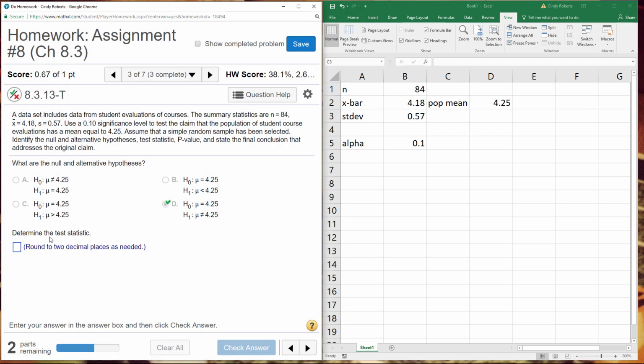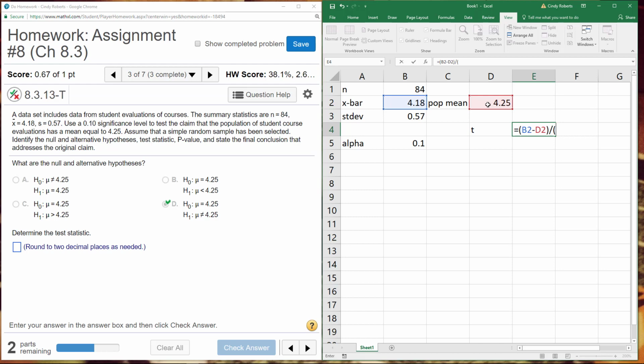Well done. And now determine the test statistic. Well, the test statistic is going to be a T because we do not know the population standard deviation. How you find the test statistic, I'm going to let Excel do this for me, is equal. The numerator is my sample mean minus my population mean. So I just click on those values so I could reuse the spreadsheet. Then divided by my standard deviation over the square root of my sample size.